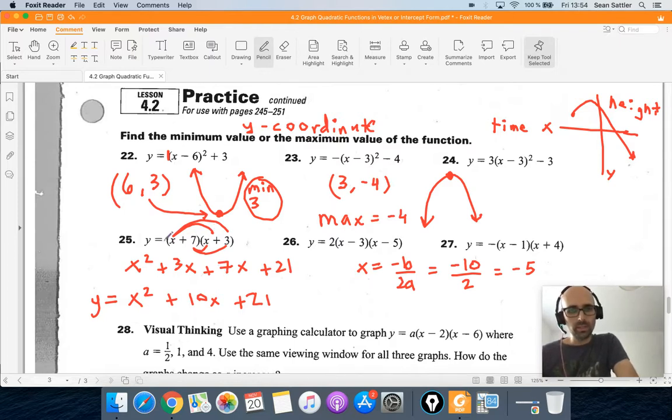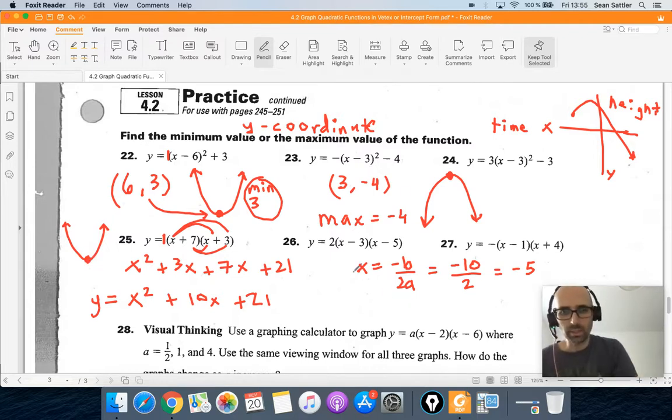And this one, does this open up or down? Well, all we need to do is identify a. A is positive, so it opens up, which means this is going to be a minimum value that we're finding. Okay, in case you're wondering, there is no maximum value of a parabola opening up. It's just going to go up and up forever. Similarly, if the parabola opens down, there is no minimum value. It goes down forever. So if the parabola opens down, I want you to find the max. If it opens up, find the min.